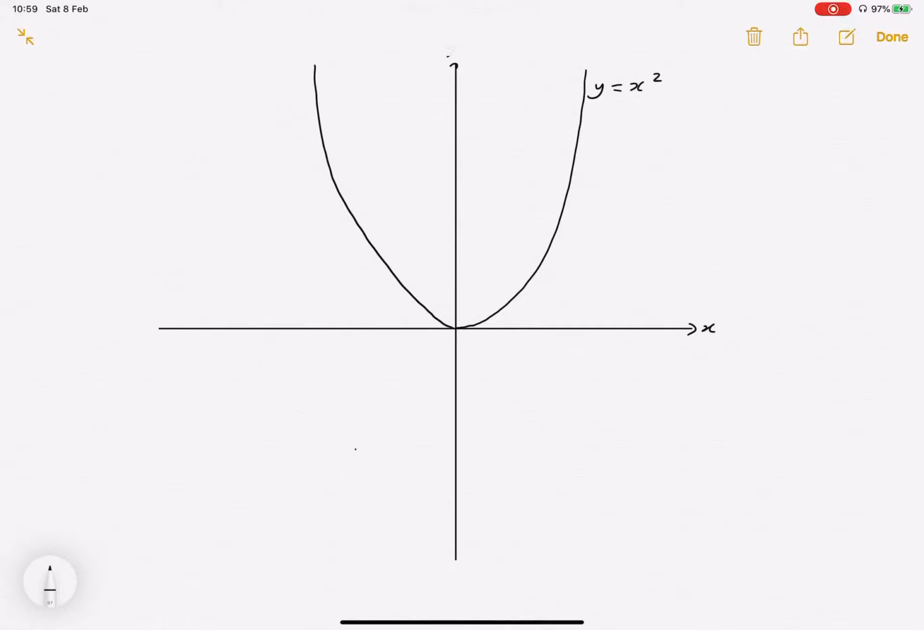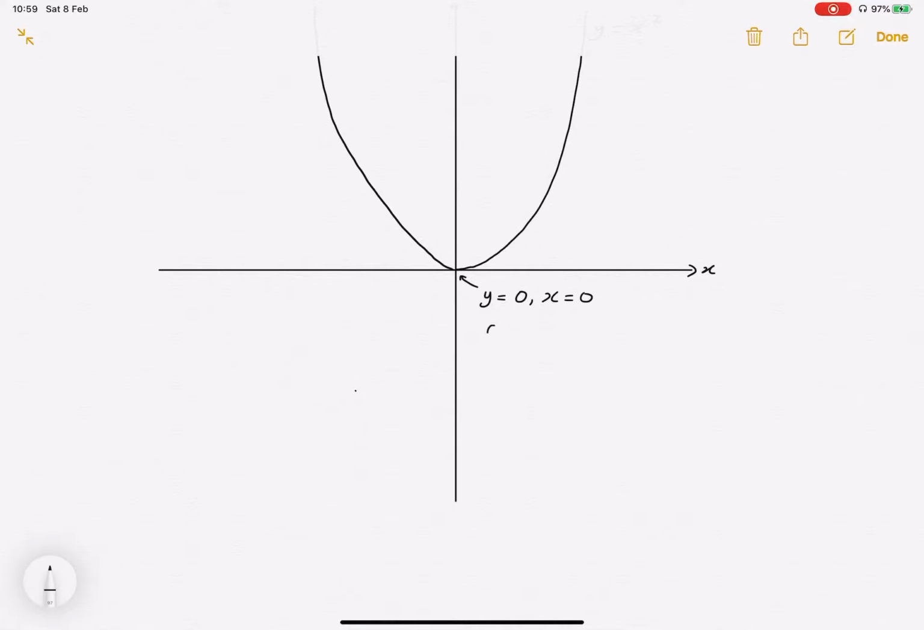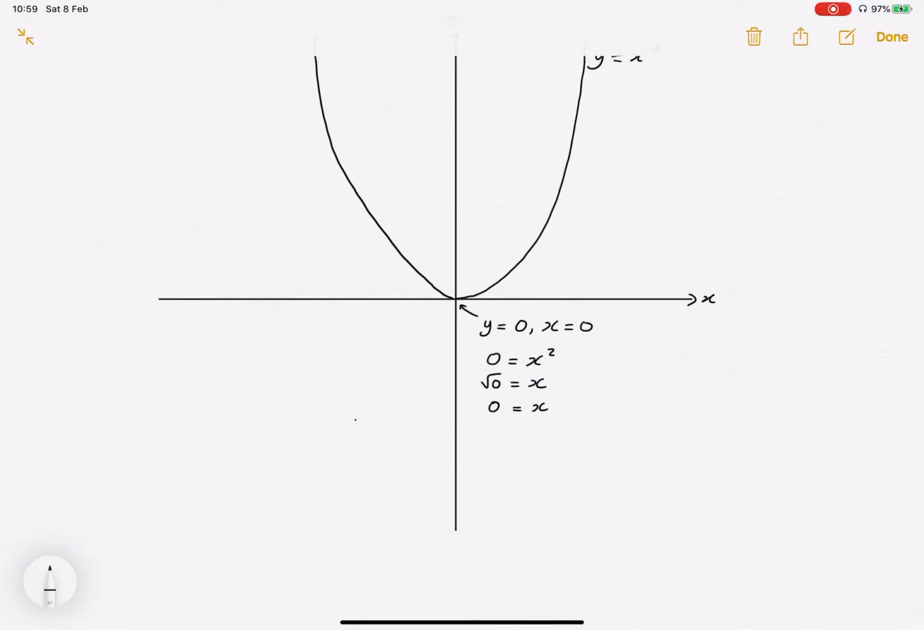We can see that where y equals 0, x equals 0, because if y equals x squared, then we say y equals 0, so 0 equals x squared, and we square root both sides, and the square root of 0 is 0, so 0 equals x, which is where we get that point right there on the x-axis.